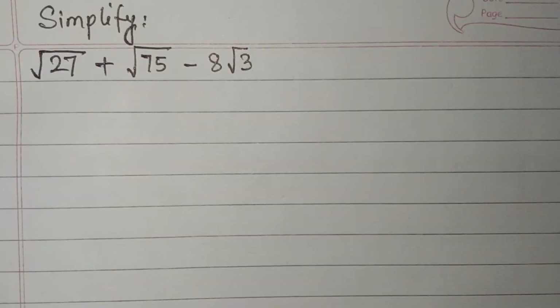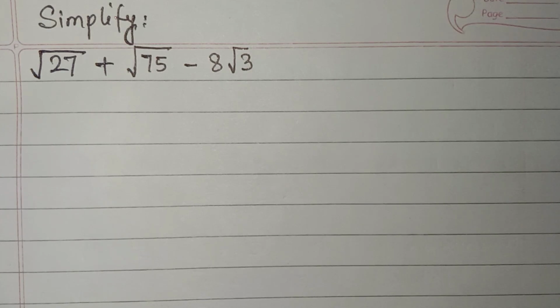Now let's simplify root 27 plus root 75 minus 8 root 3. Let's check how to do it.